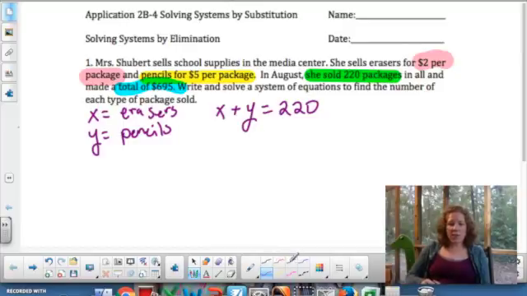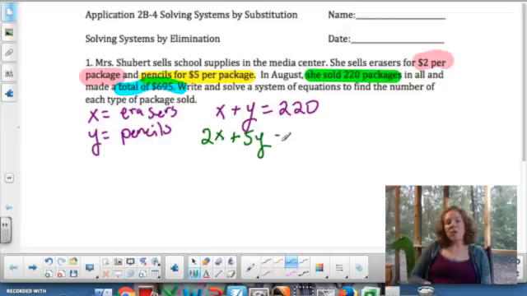The other equation is going to deal with the money, so I'm going to write that in green. So we know that erasers are $2 per package. So to figure out how much money she made off erasers, I would have to say 2 times x, which is the number of erasers that she sold. She's also going to make money for her pencils. So to figure that out, it's $5 per package, so I'm going to say $5 times y. If I add this money to the pencil money, then altogether the problem told me that she made $695. Now I have a beautiful system of equations and I'm ready to solve it.